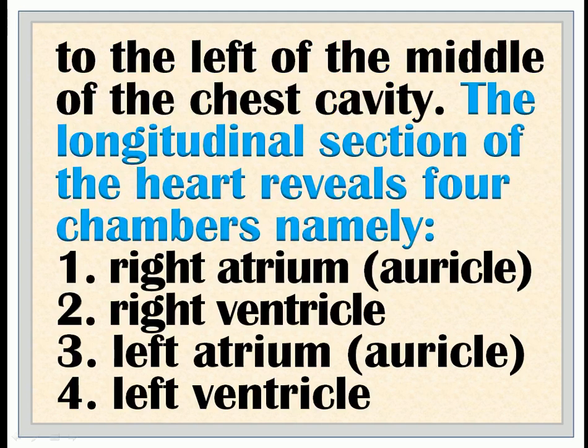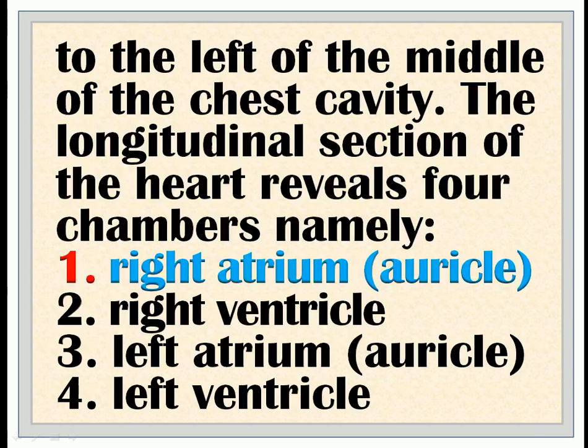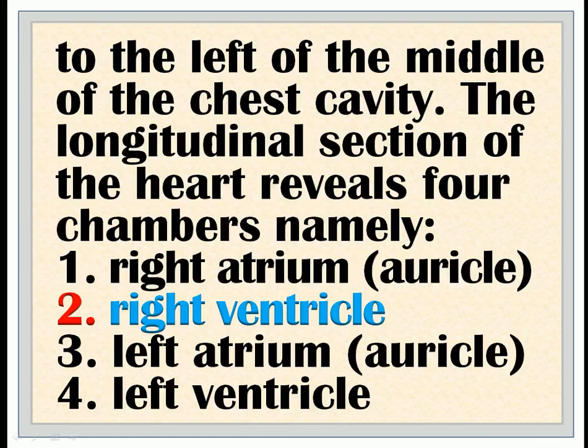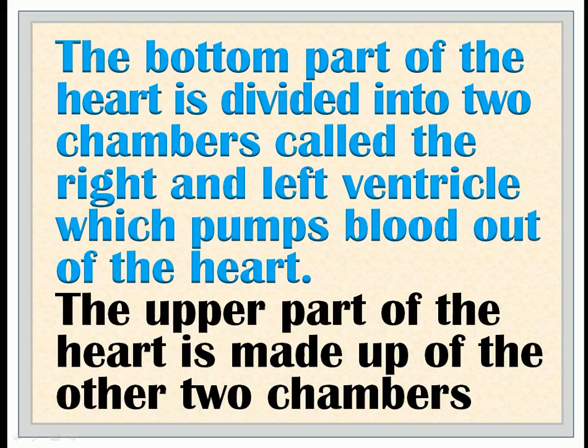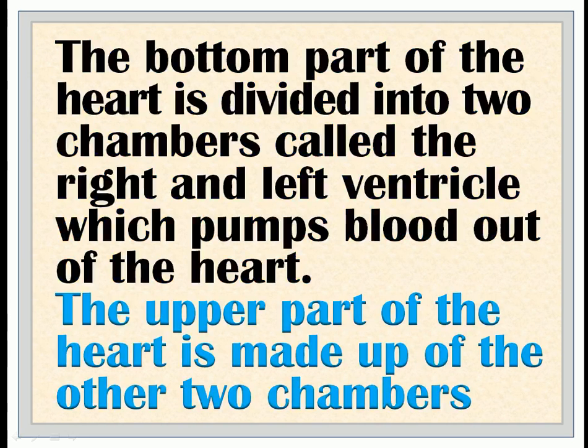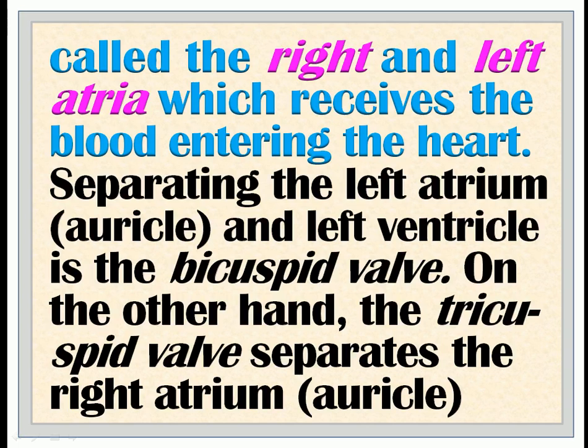The longitudinal section of the heart reveals 4 chambers, namely 1. Right atrium, or auricle. 2. Right ventricle. 3. Left atrium, or auricle. 4. Left ventricle. The bottom part of the heart is divided into 2 chambers, called the right and left ventricle, which pumps blood out of the heart. The upper part of the heart is made up of the other 2 chambers called the right and left atria, which receives the blood entering the heart.